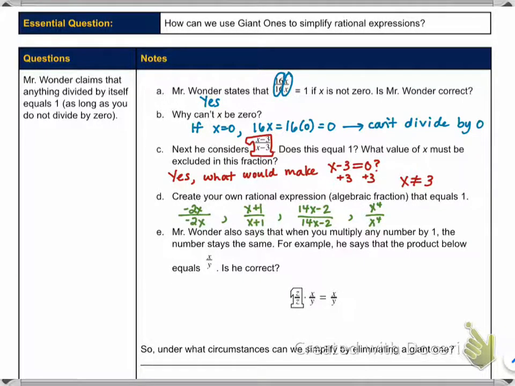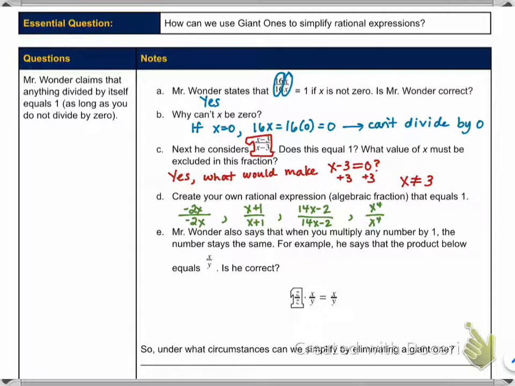Then part E says, Mr. Wonder also says that when you multiply any number by 1, the number stays the same. For example, he says that the product below equals x over y. Is he correct? You're going to see there that z over z has that giant 1 drawn around it as well.